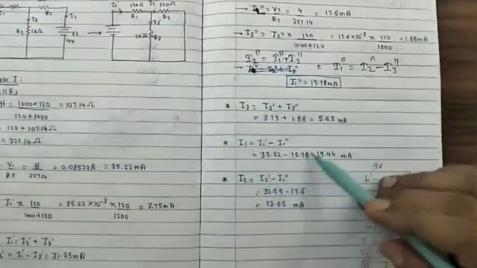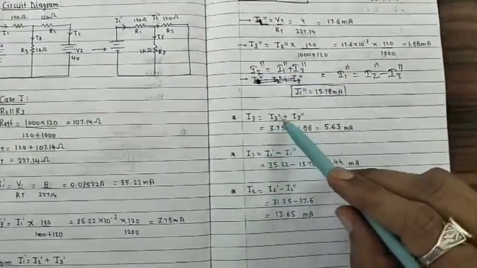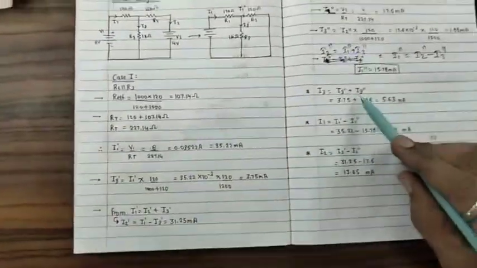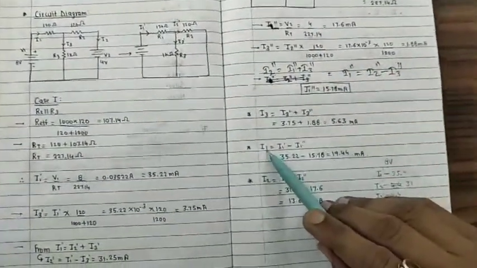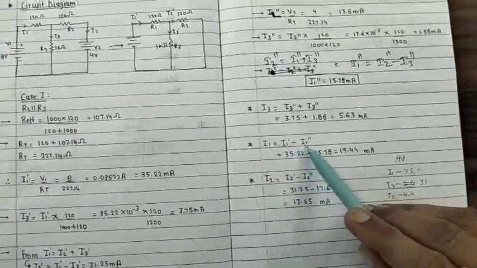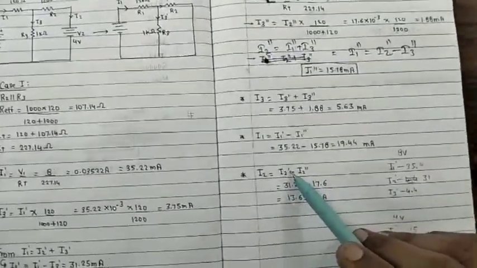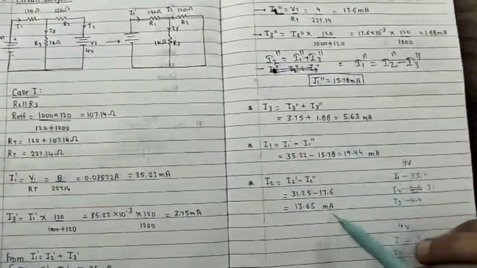Okay. Now, at last, we have to find I3, I1, I2. I3 is equal to I3 dash, the value here, plus I3 double dash. In this way, I1 is equal to I1 dash minus I1 double dash, and I2 is equal to I2 dash minus I2 double dash. In this way, we will get the three currents, right? Okay.